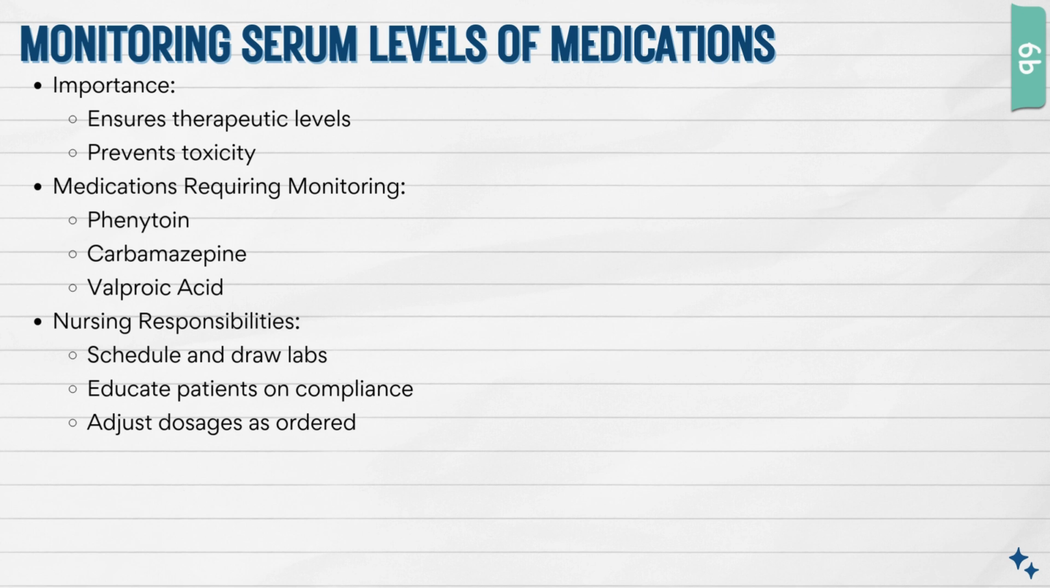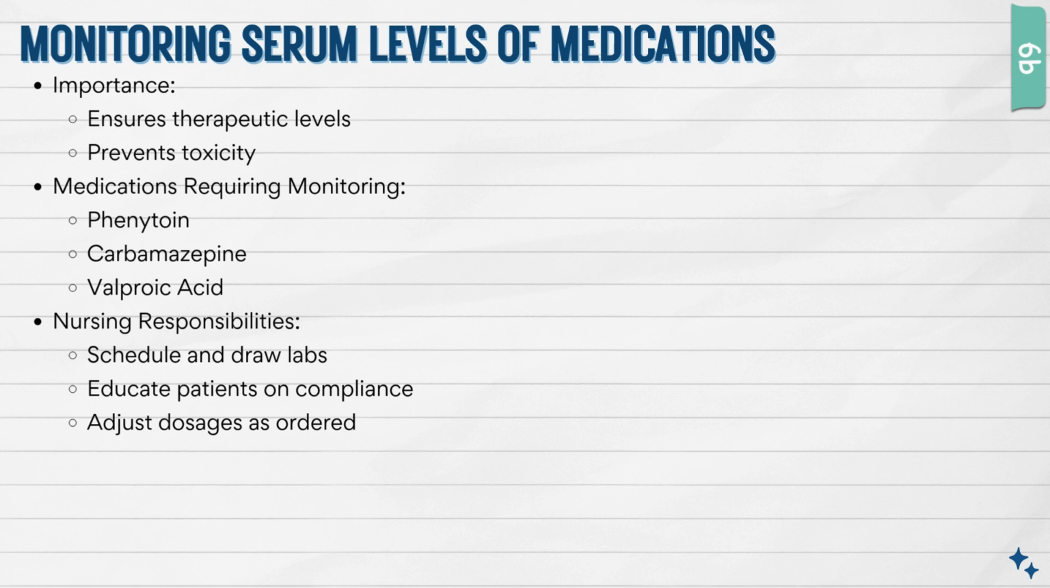So monitoring serum levels of medications, okay? This is super important in some of these medications. It ensures that those drug concentrations remain within that therapeutic range, and a lot of these have narrow therapeutic ranges, okay? So we have to be careful. We don't want to cause toxicity, but we want to have a therapeutic effect, right? So medications like phenytoin, carbamazepine, and valproic acid require regular monitoring due to those narrow therapeutic windows.